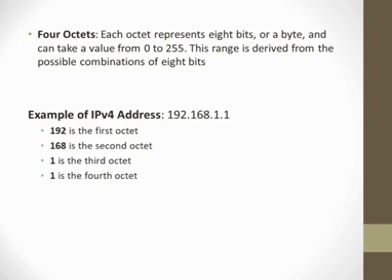And then an example of an IPv4 address is given here. In this there are 4 separate segments. In 192.168.1.1, 192 is the first octet, 168 is the second octet, 1 is the third octet and 1 is the fourth octet. So this is the representation of an IPv4 address.